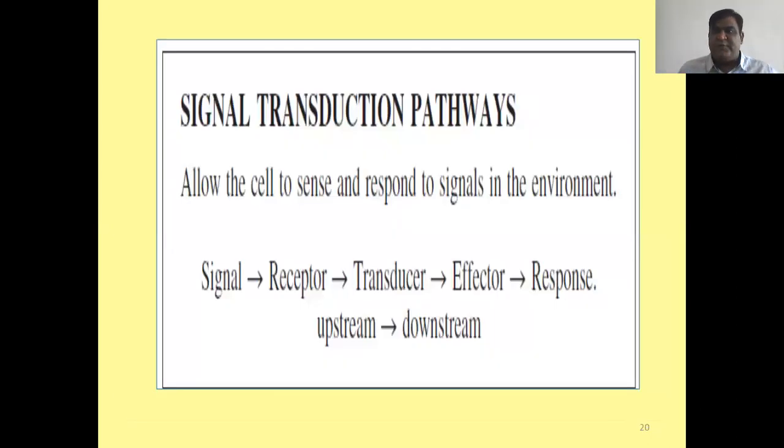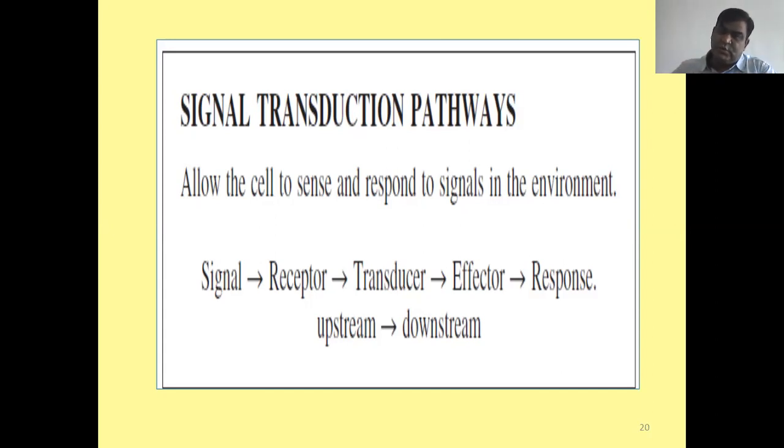Now, so far we have discussed signal to receptor to transducer to effector, the response. In a nutshell, this is the summary of the signal transduction pathway we have discussed so far. From upstream to downstream, it starts with the signal molecule, that is the ligand, conveyed to the receptor. The receptor will bind to it and pass on the message to the transducer.